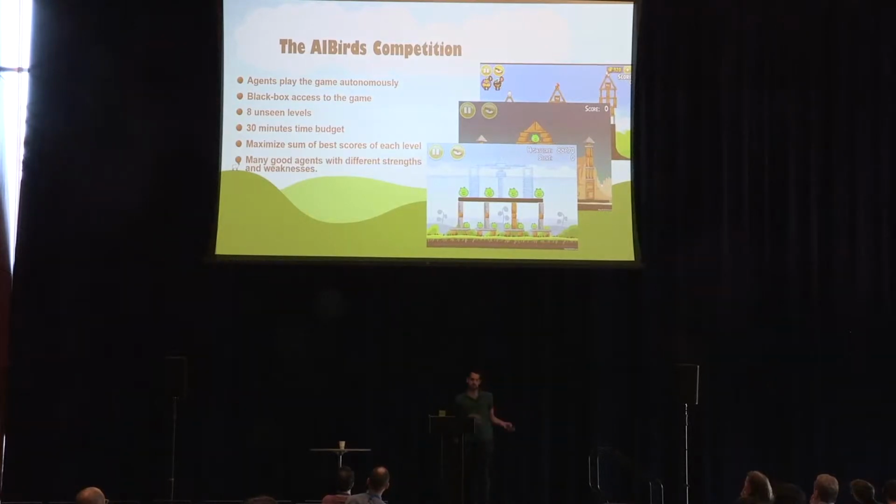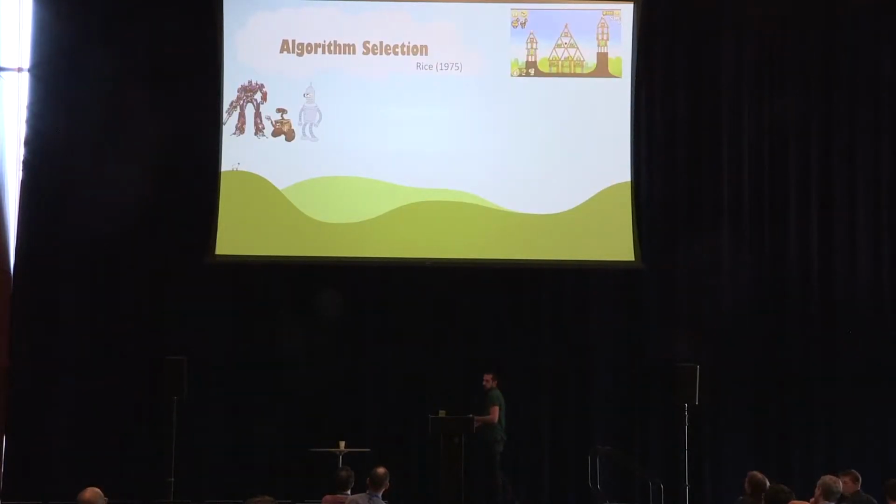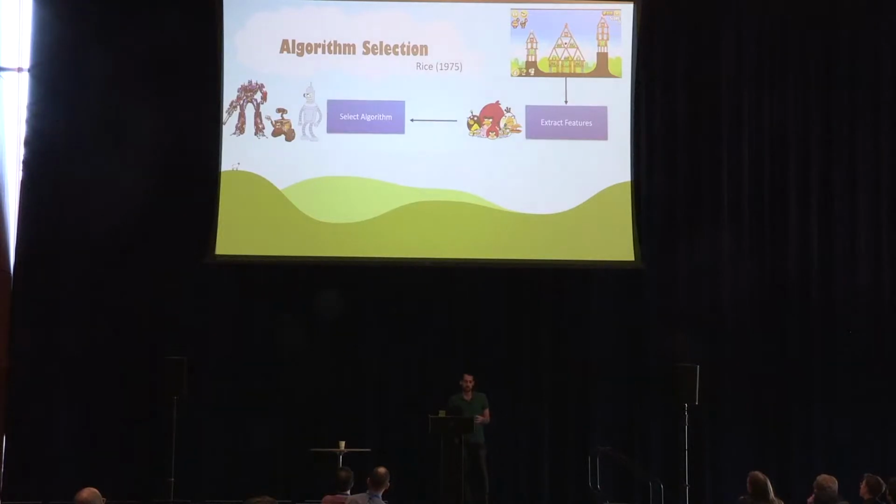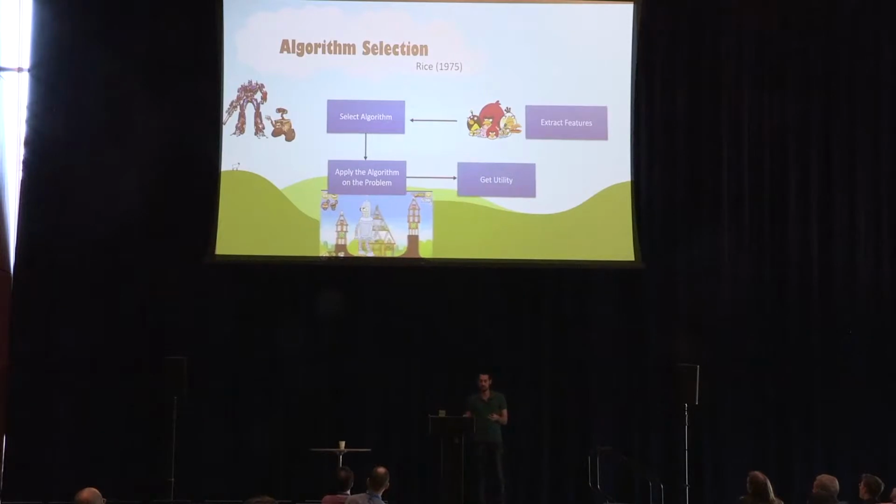There are many good agents in the competition, and they all have different strengths and weaknesses. There is no one algorithm that dominates all of the problem instances presented. This brings me to the notion of algorithm selection, which was first presented by John Rice in 1975. Under this formulation, you get a problem instance and a set of algorithms which can solve the problem instance. Your goal is to choose the best algorithm to solve that specific problem instance. To do that, you extract features from the problem instance, and using these features, you select an algorithm that will try to solve it. After selecting the algorithm, you apply it on the problem instance, and then you get a utility.